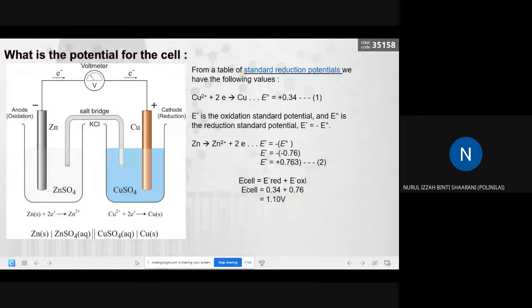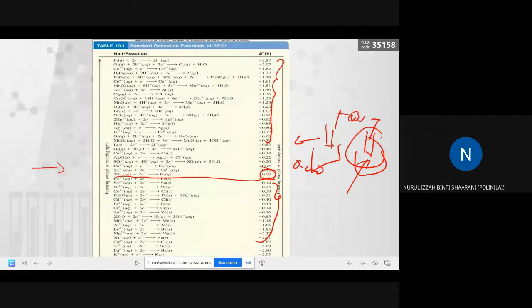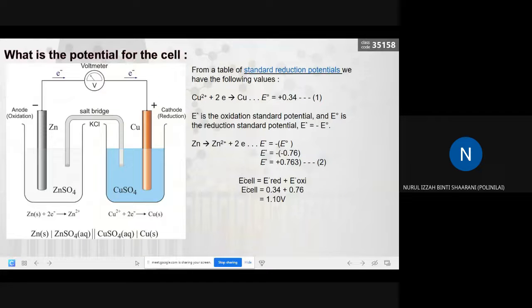Okay, so from the table, let's say, I don't want to talk too much about the table because I already explained the table the other day. We want to see how we use this table. So what is the potential for the cell? From the table of standard reduction potential, we have the following values.